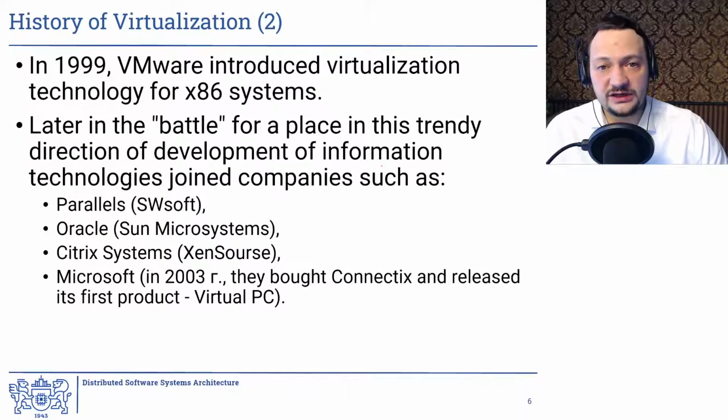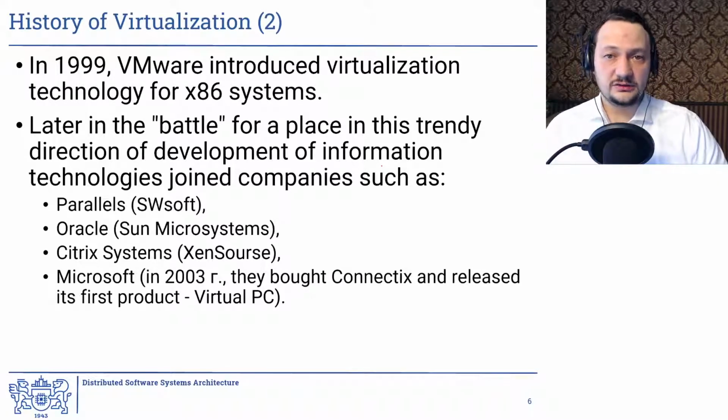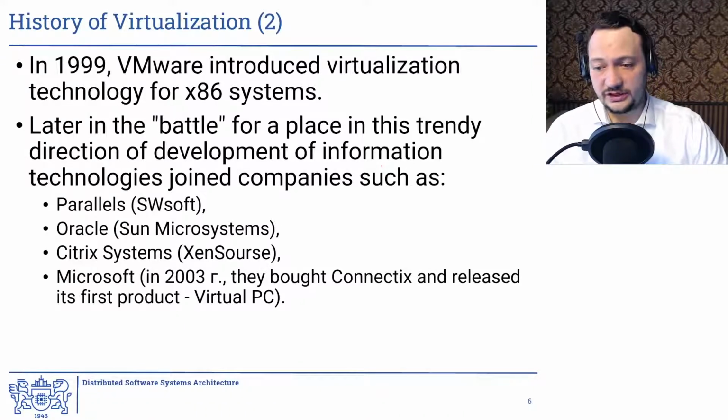In 1999, VMware, the company that we know very well today, introduced virtualization technology for x86 systems. That is the common architecture that all Intel and AMD platforms mostly work with today.